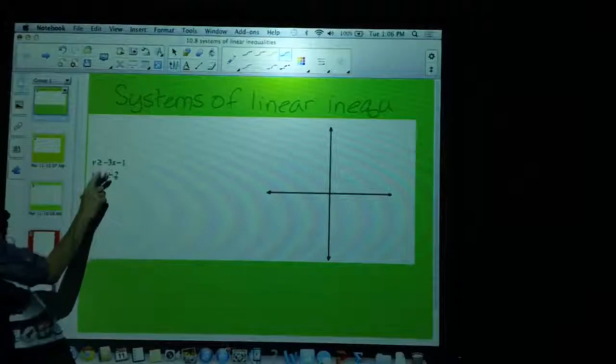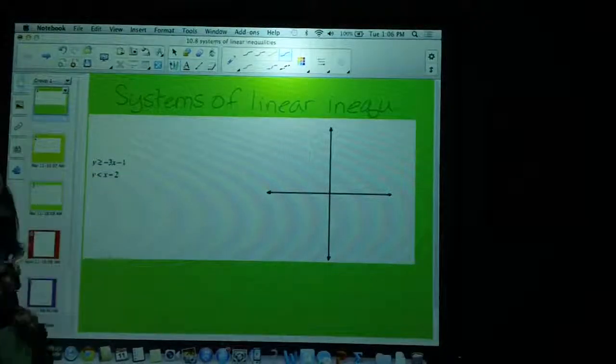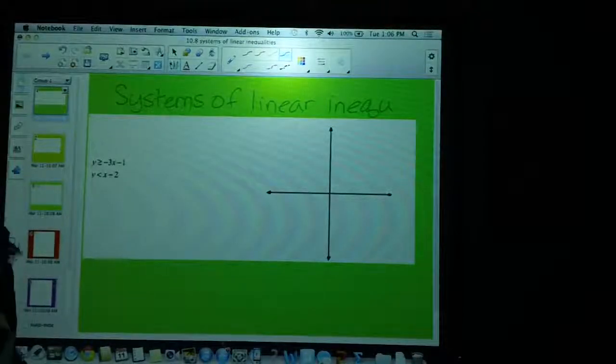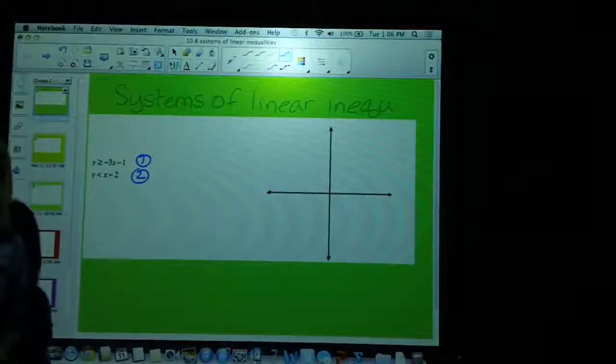We have y is greater than or equal to negative 3x minus 1, and y is less than x plus 2. The first thing I want to do is label my lines 1 and 2. And we did this when we solved systems by graphing.